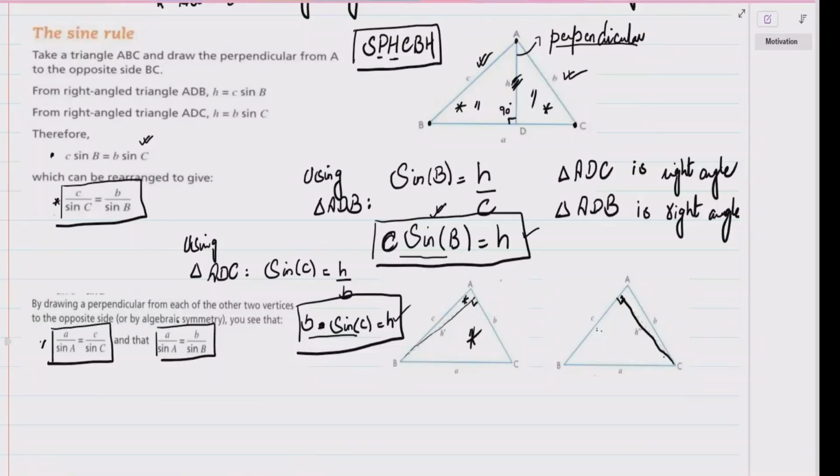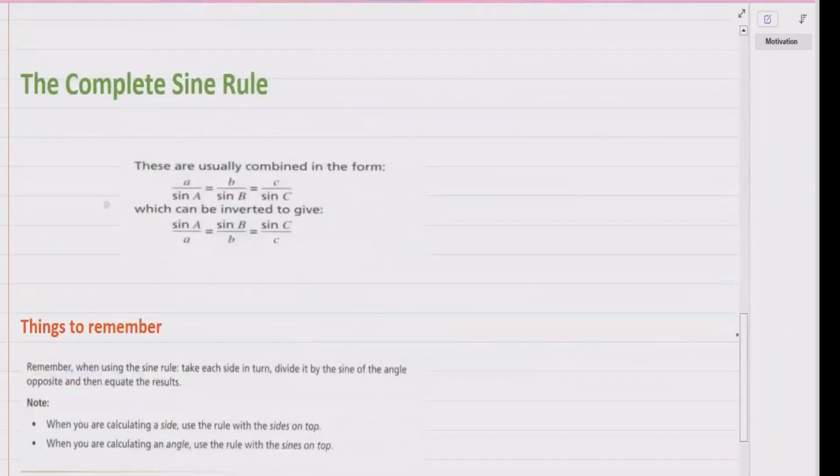So actually the sine rule has three parts: part 1, part 2, part 3. What is the complete sine rule? The complete sine rule is: a, the side, divided by sine A, the angle, equals b upon sine B, equals c upon sine C. This is the formula for the sine rule, in which we combine all three parts at once.